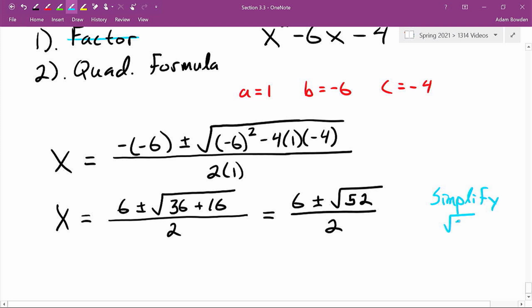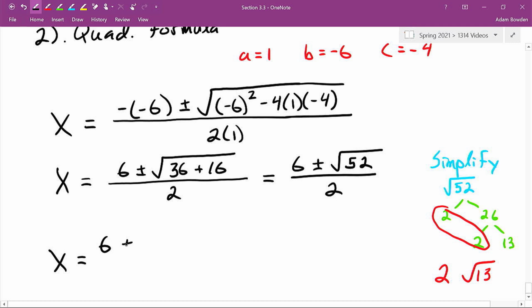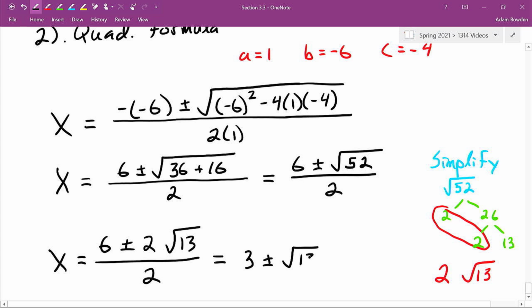Let's simplify that square root of 52, for instance. To do that, I'm going to break down the 52 into its prime factors, 2 and 26, and 2 and 13. So I can circle a group of 2's and bring that out to the front of the square root, leaving us with 2 square root of 13. So this will now simplify down to 6 plus or minus 2 square root of 13 all over 2. And 2 will divide through all the numbers on top to get 3 plus or minus the square root of 13.